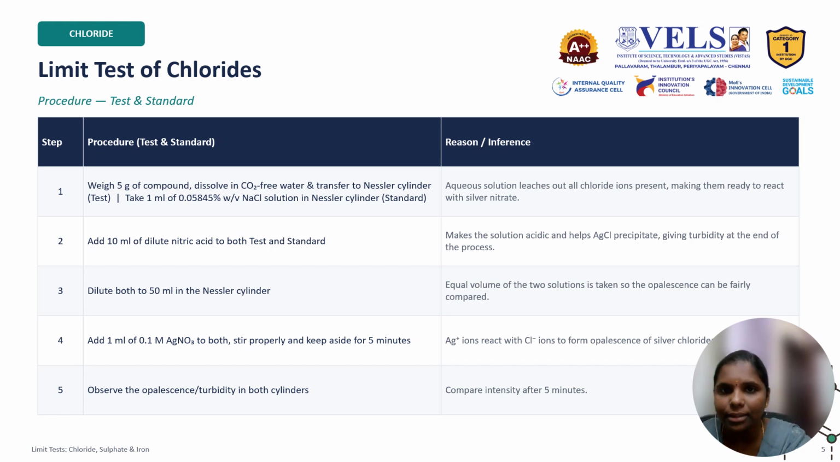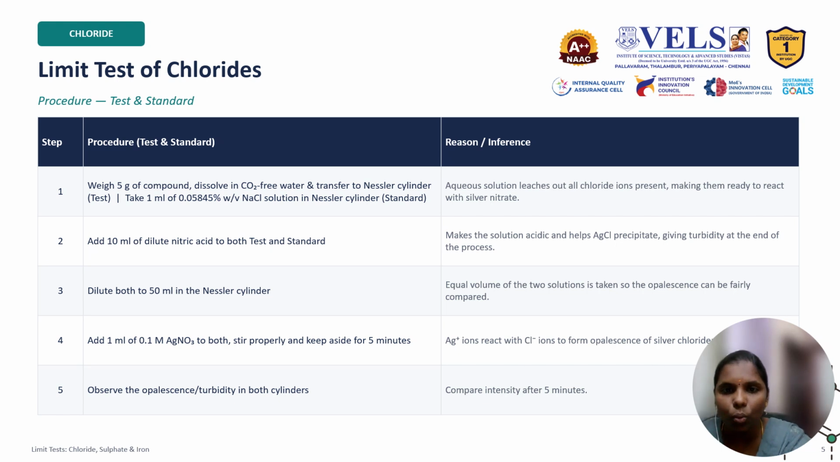I usually ask the students to remember the sequence as follows. First one is dissolve, second step is acidify the solution with nitric acid, third one is equalize the volume, and final one is add silver nitrate and compare. So this sequence helps the students to prepare for the viva examinations also.